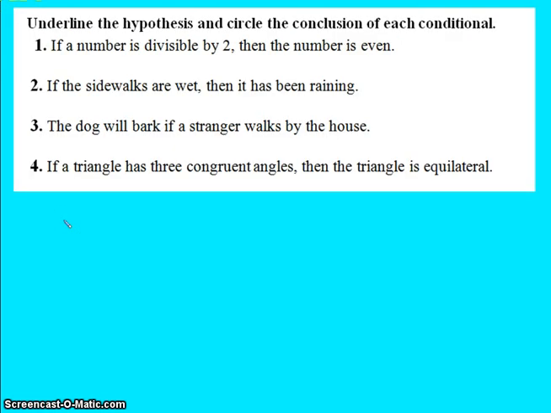So in numbers 1 through 4, your directions just say to underline the hypothesis and circle the conclusion of each conditional. Okay, and so I'm going to do number 1, and then you're going to hit pause, try numbers 2, 3, and 4, and then check your answers. Number 1: if a number is divisible by 2, then the number is even. The hypothesis is the if part. So we're going to underline a number is divisible by 2. And the conclusion is the then part. Then the number is even.